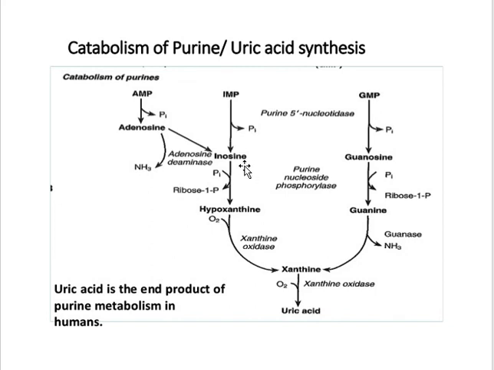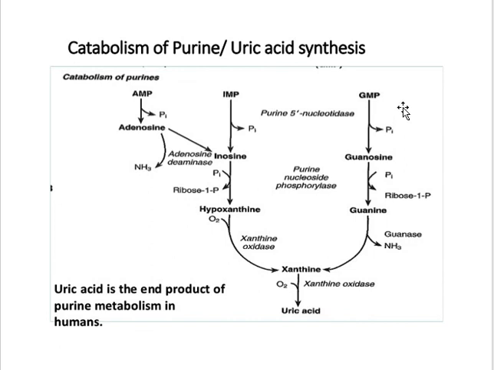Then the inosine is degraded into its sugar moiety, that is ribose 1 phosphate, and the nitrogenous base hypoxanthine. Then hypoxanthine undergoes oxidation to xanthine, and xanthine is oxidized to uric acid, and these oxidation reactions are catalyzed by the enzyme xanthine oxidase.